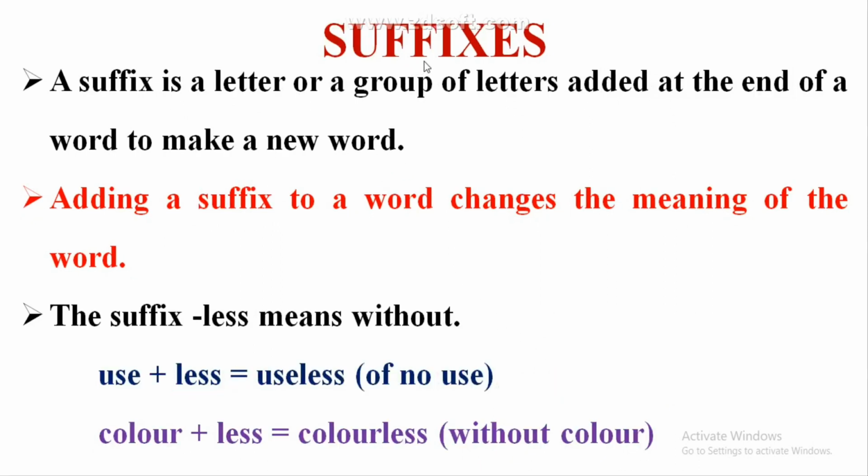Second topic is suffix. A suffix is a letter or a group of letters added at the end of a word to make a new word. Adding a suffix to a word changes the meaning of the word too. The suffix less means without. Example, adding less after the word use makes the word useless. It means of no use. Similarly, color plus less, colorless is formed, which means without color.